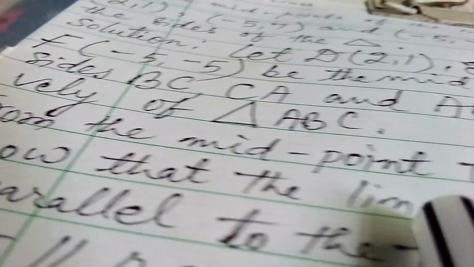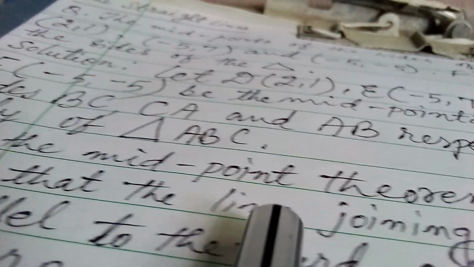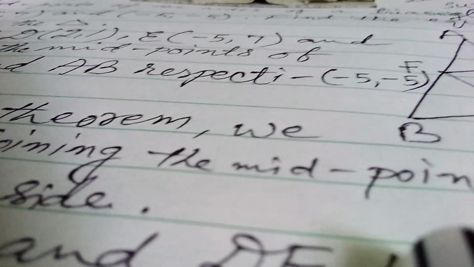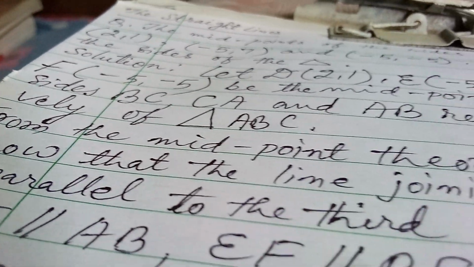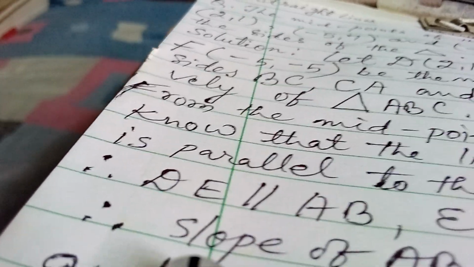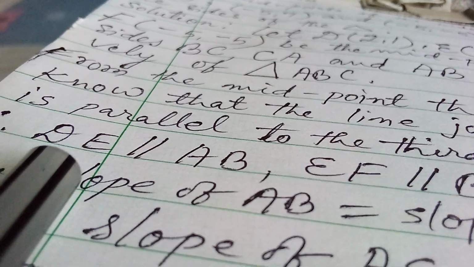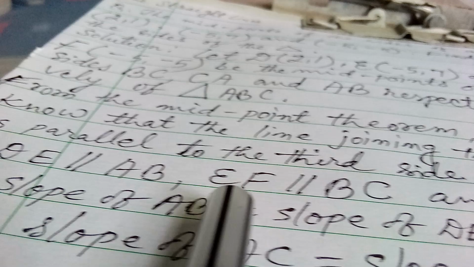Now, from the midpoint theorem, we know that the line joining the midpoints of two sides of a triangle is parallel to the third side. So here DE is parallel to AB because DE is the line joining the midpoints and it is parallel to AB, the third side.